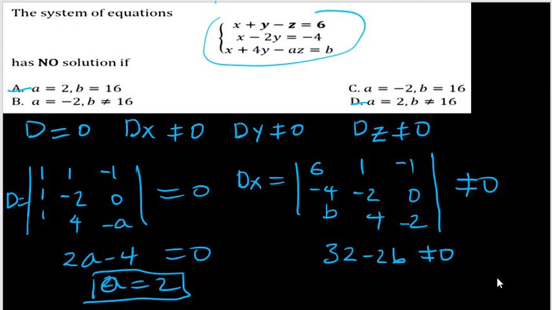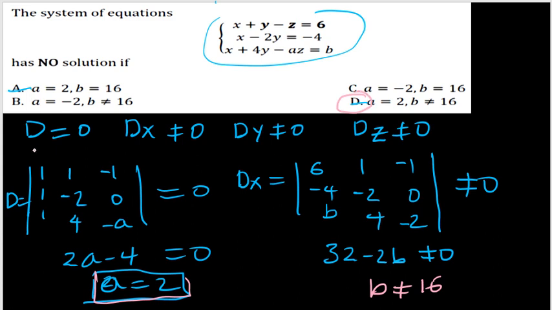when you find the determinant of Dx, we will get 32 minus 2b, which is different from 0. Then when you reshuffle and solve for b, b has to be different from 16. So this system of linear equations will not have a solution if and only if a is 2 and b is different from 16. So the answer must be D.